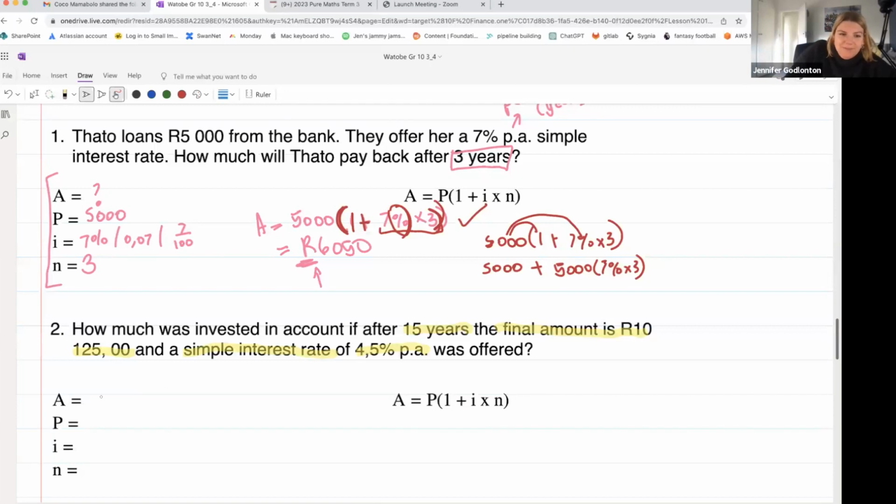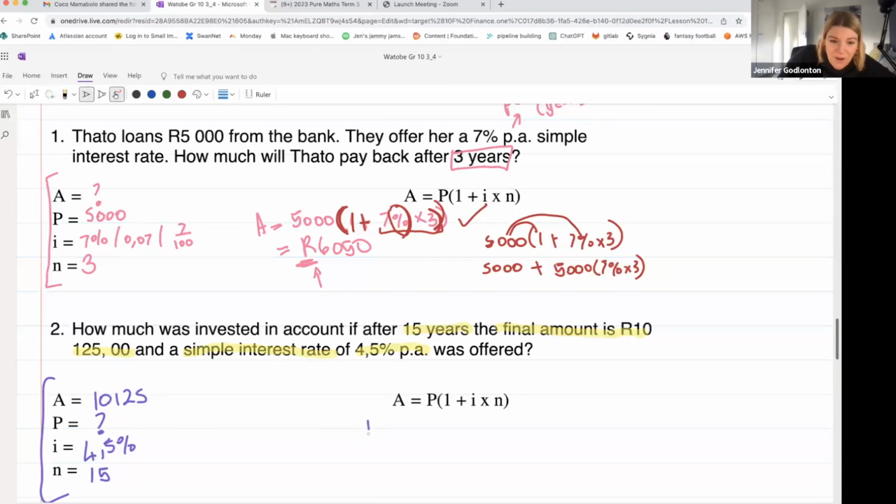What am I going to put here in my grocery list? What's my A, P, I, and N? Okay, so let's see how much was invested in the account in 15 years. I'm not sure for the A, but for the I, which is our interest, is going to be 4.5% per annum. Good, 4.5%. Then we have 15 years, which is going to go to our N. Good. And the final amount is 10,125 Rand, so our A is 10,125. Good. And P, we don't know. Yes.